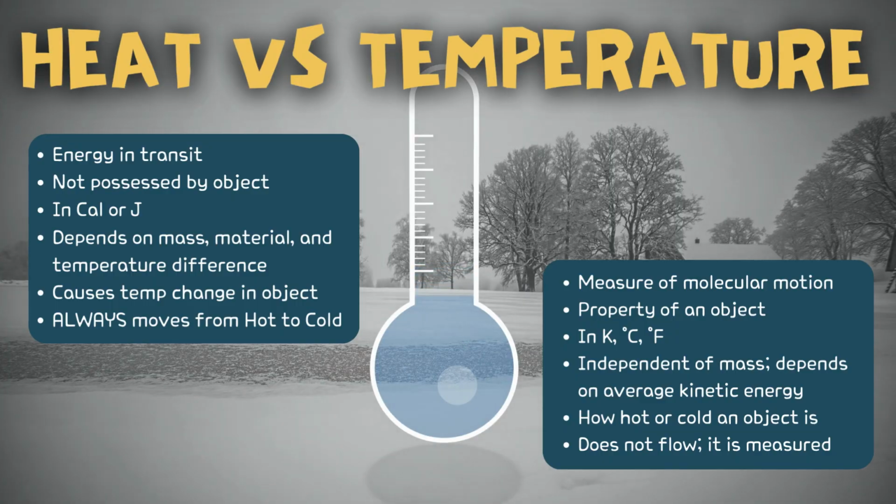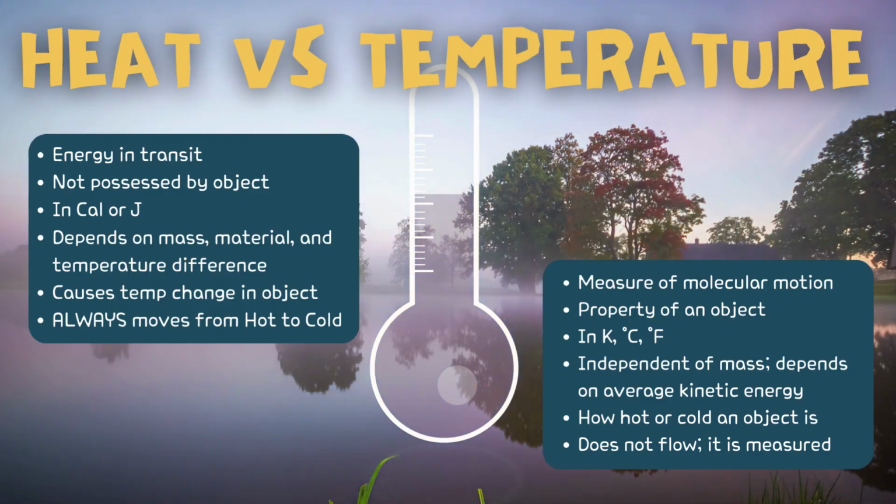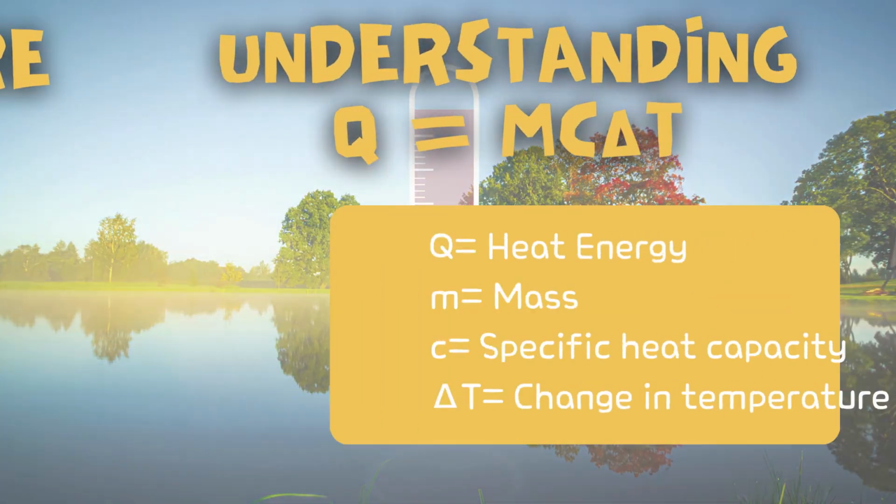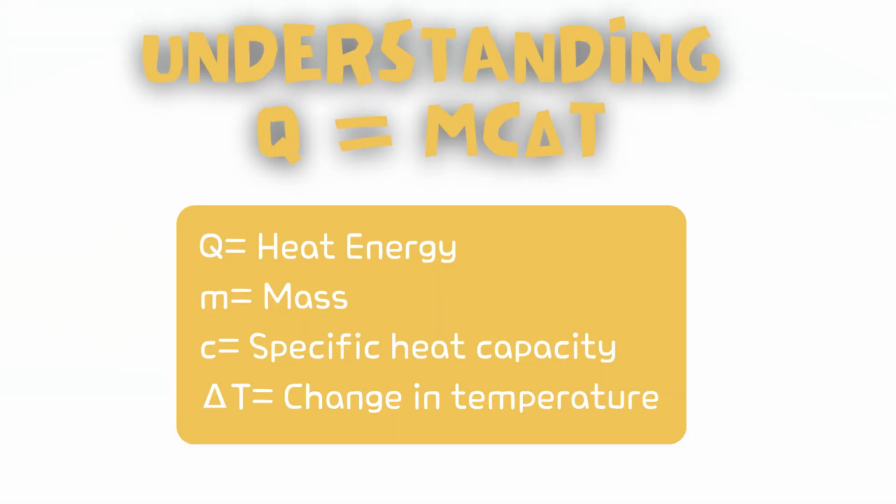Another thing to note is that heat always moves from hot to cold. Understanding the equation Q equals mc delta T. Q stands for the heat energy, m stands for the mass, c is the specific heat capacity, and delta T is the change in temperature.